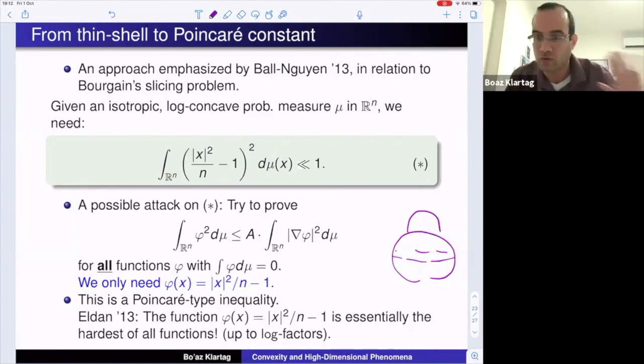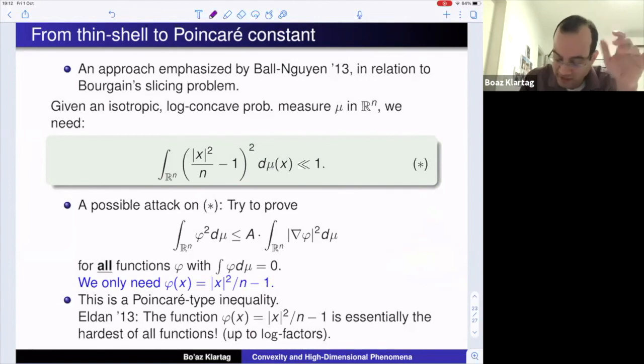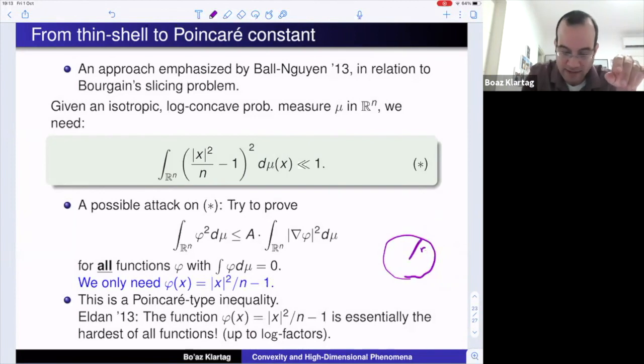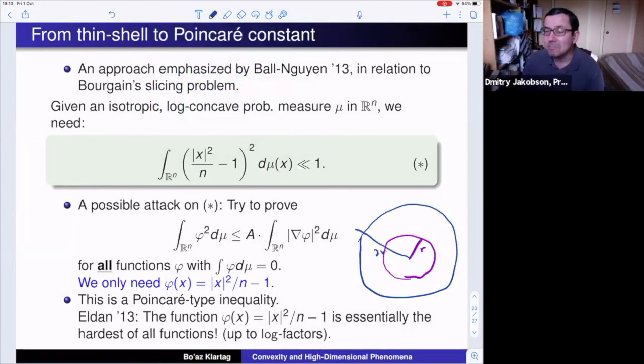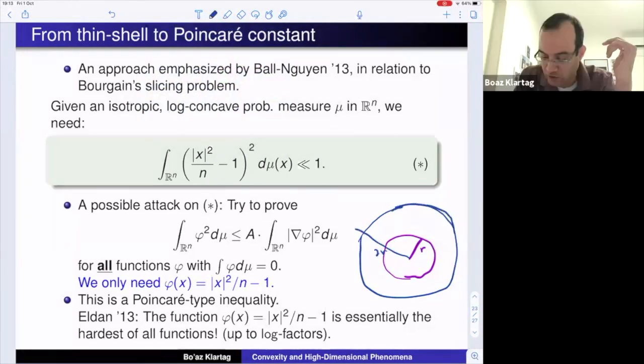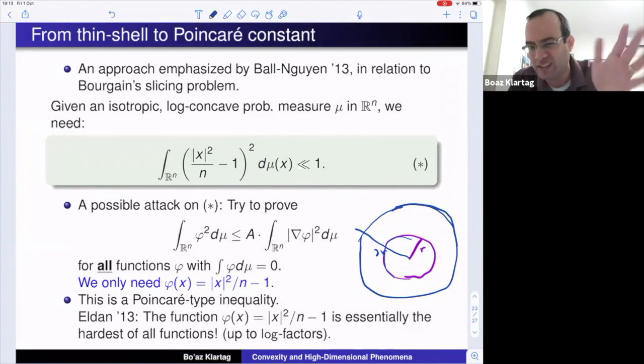So let me tell you what you cannot do. One thing you cannot do is take two concentric spheres: one sphere of radius r, and another sphere of radius 2r. Take something like the uniform measure on one plus the uniform measure on the other. The union of these is not convex.